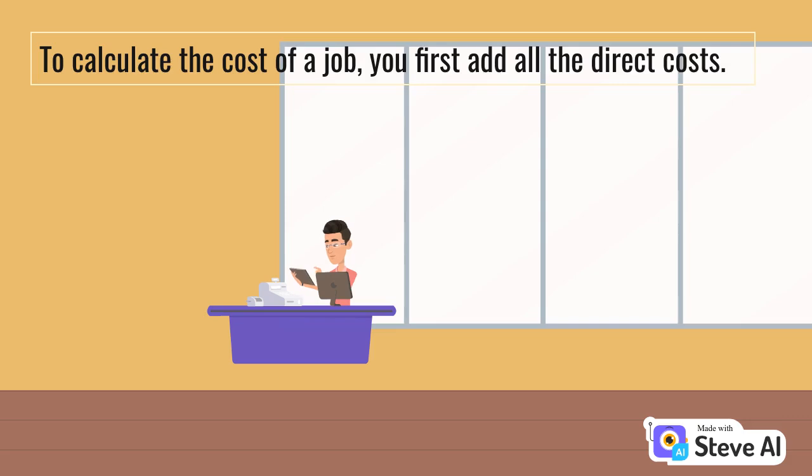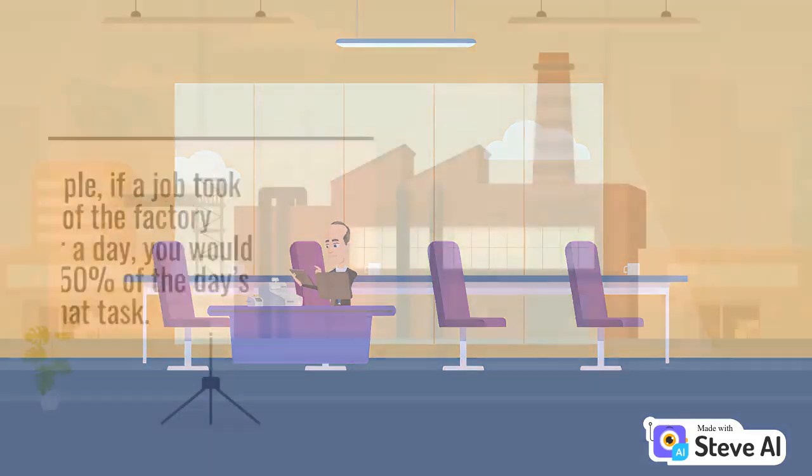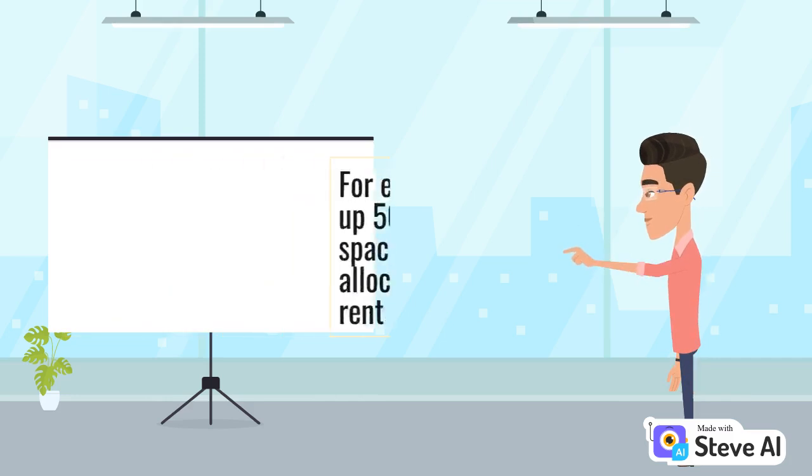To calculate the cost of a job, you first add all the direct costs. Then, you allocate a portion of the indirect costs based on how many resources are consumed for the assignment. For example, if a job took up 50% of the factory space for a day, you would allocate 50% of the day's rent to that task.